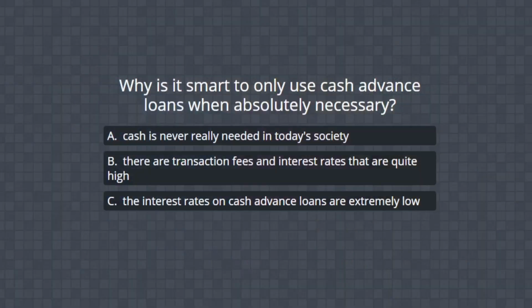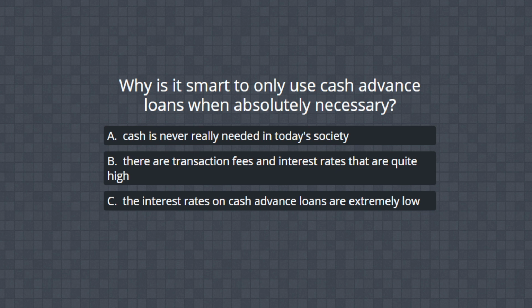So let's practice. Why is it smart to only use a cash advance loan when absolutely necessary? A. Cash is never really needed in today's society. B. There are transaction fees and interest rates that are quite high. C. The interest rates on cash advance loans are extremely low.